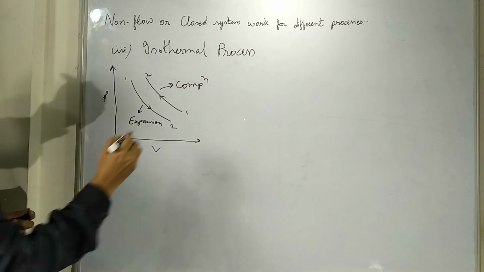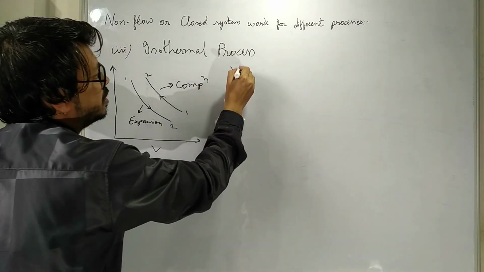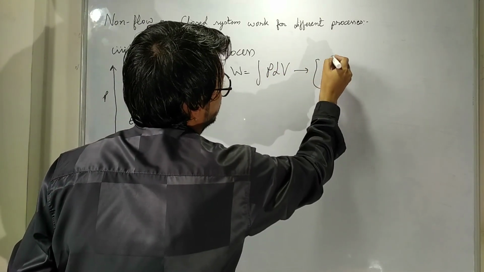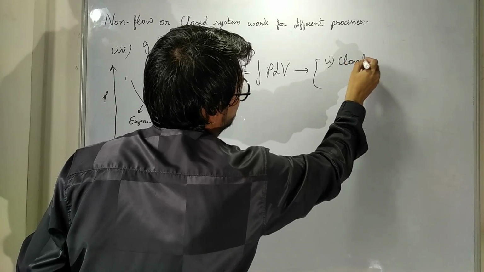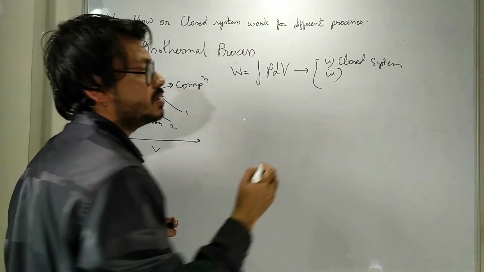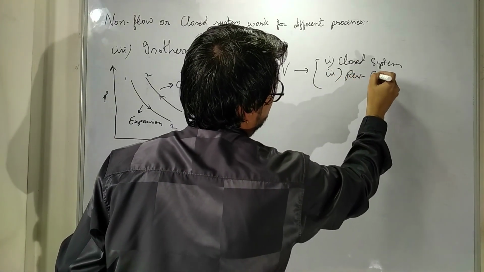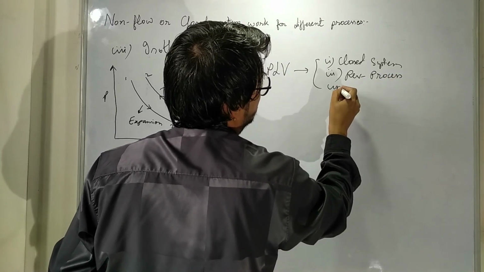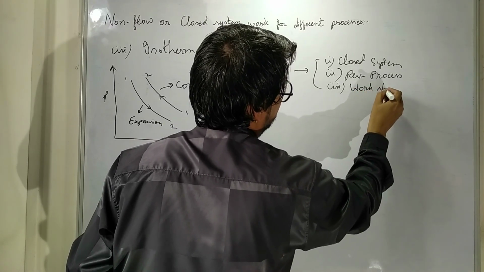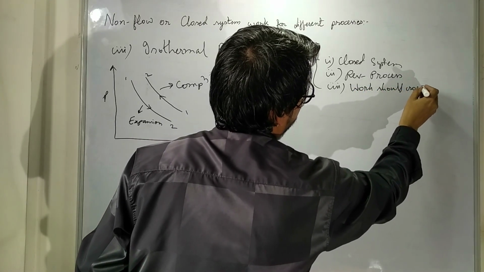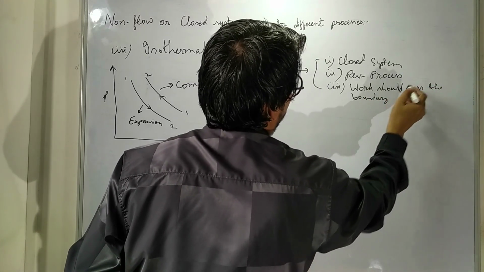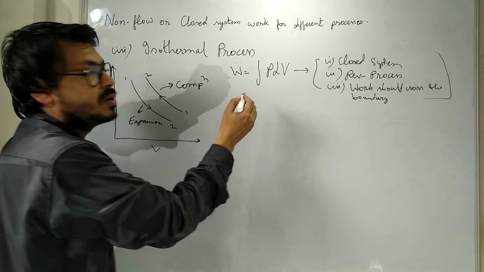So we know that this work done is equal to integration of P dV, and we have assumptions here. The first one, it should be a closed system. The second one is the process must be a reversible process, and the third one, work should cross the boundary. These are the assumptions for this work done by a closed system.